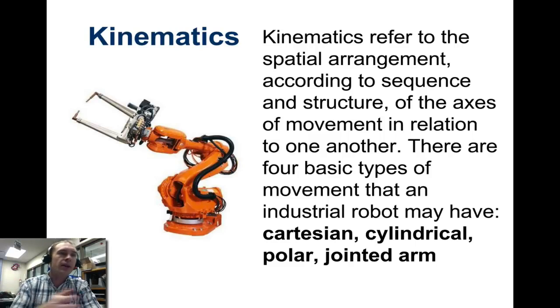So how do the axes X, Y, and Z move with relation to each other? Depending on how they move, the industrial robot might have Cartesian coordinates, cylindrical coordinates, polar coordinates, or a jointed arm. We're going to look at those four along with a fifth one, and that is the 5 different options you have on number 7.